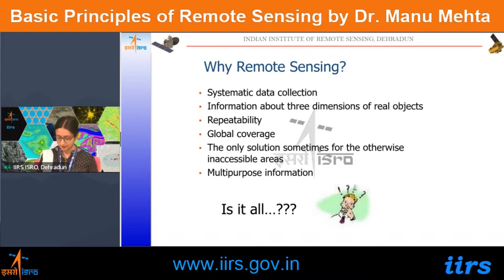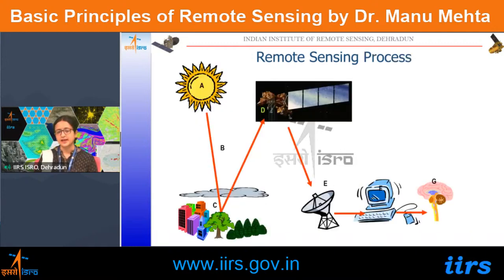And now coming to how to make this process happen. That is the remote sensing process. So I have put it in this manner. I hope the cursor is visible to you. Now this is the source.